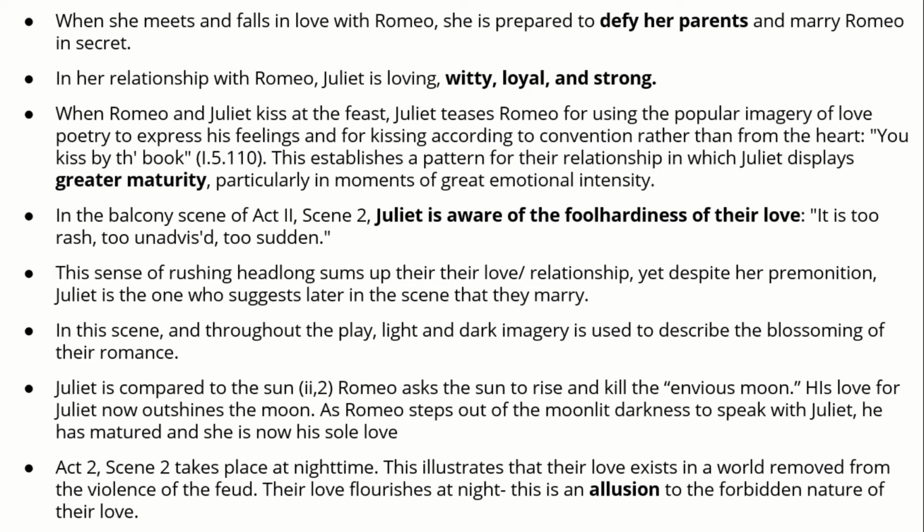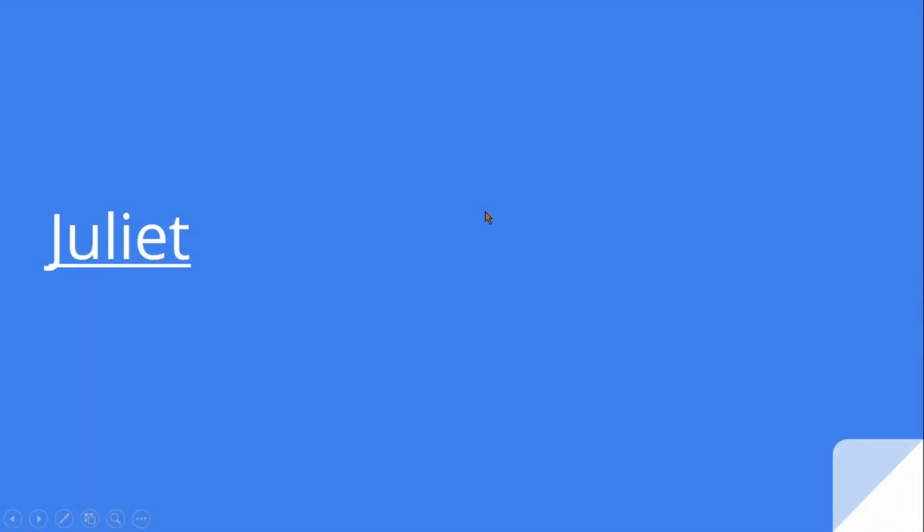So obviously at the party, it isn't Paris who catches her eye, but it's Romeo, and she just falls instantly in love. So we have this theme of love at first sight. She is prepared to defy her parents to marry Romeo. Now this would be quite shocking for the Elizabethan audience because Juliet is disobeying her parents, but as a woman in this time period, that would be really shocking because obviously women were second class citizens.